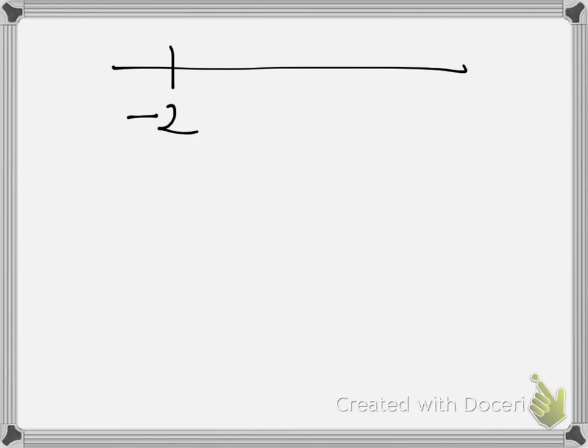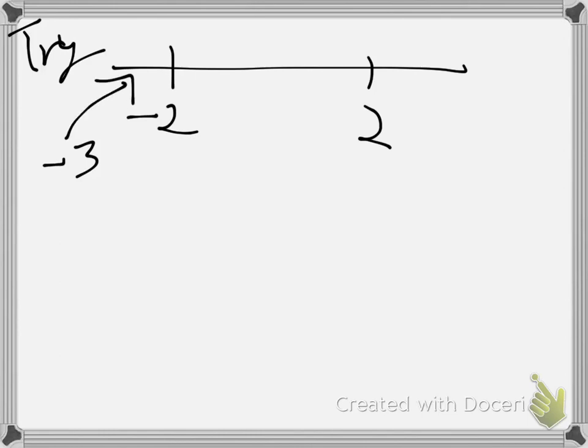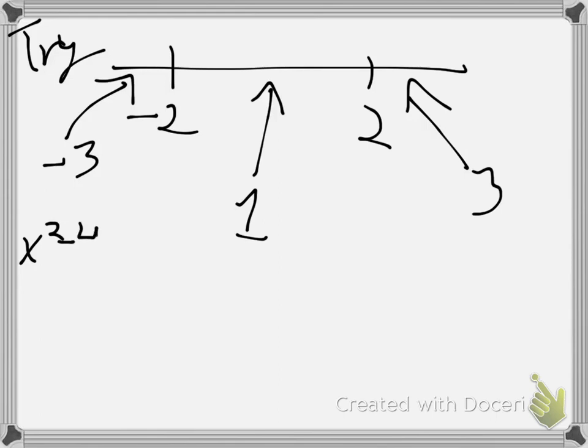Here was our -2 and our +2, and we're going to try -3. We're going to try +3. We're going to try like a 1 or a 0 or a -1 or something in between there. So let's try all three of those. And we're trying them in x squared minus 4. Keeping that in mind, let's see.